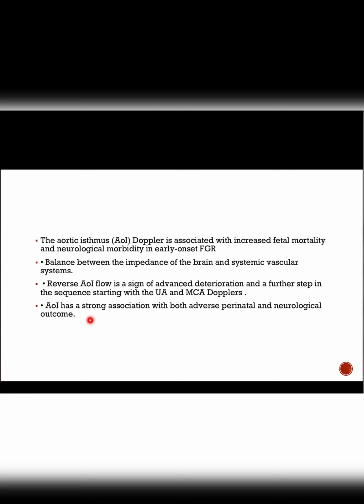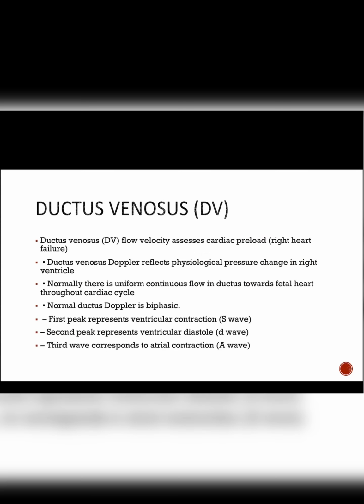So if we see a problem in aortic isthmus, we know it's an advanced stage. Alright. AOI has a strong association with both adverse perinatal and neurological outcome. So the abnormal cutoff is reversal diastolic flow. Significance, blood flow through the aortic isthmus. It reflects the balance between the resistance of the brain and systemic vascular resistance. So I have told you all that.